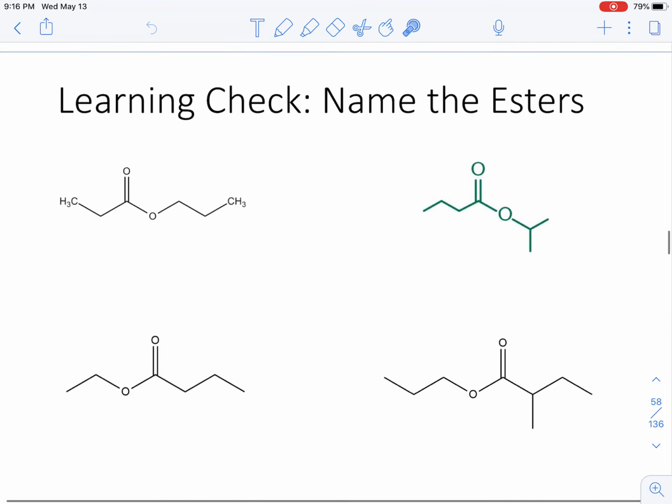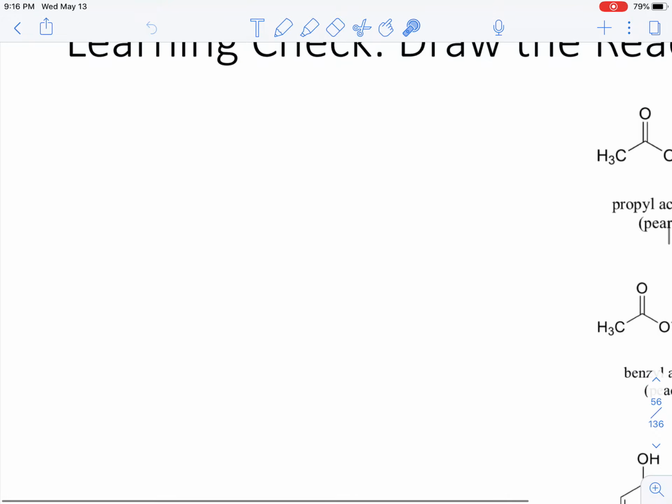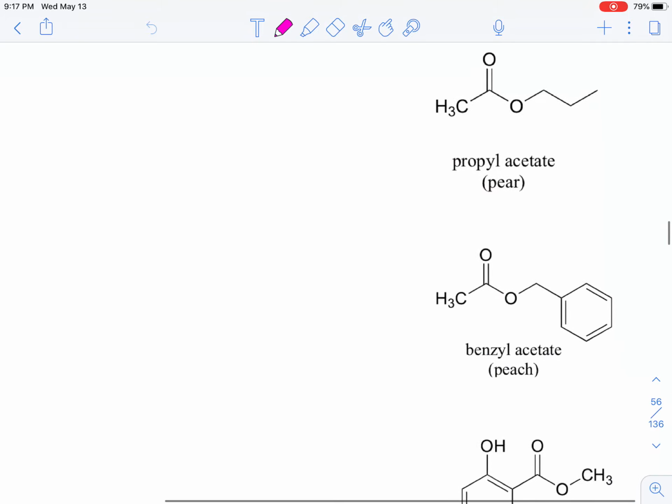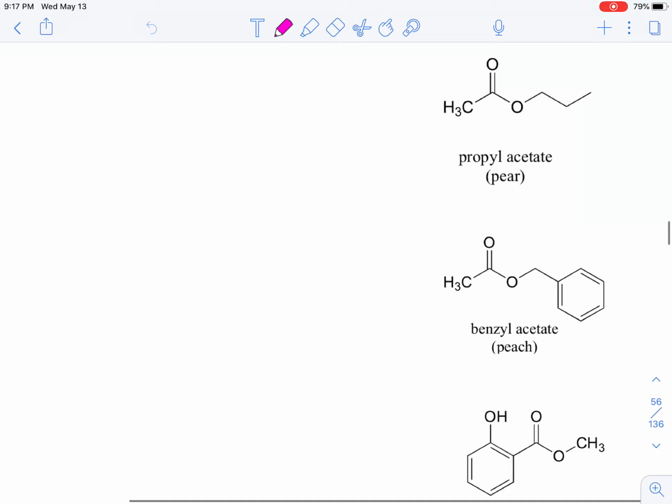And so I'm going to go ahead and go back a few slides, and we are going to learn how to predict the products for these organic compounds that contain esters. And so the first one that we'll do is propyl acetate.